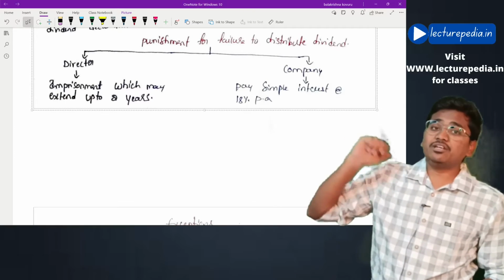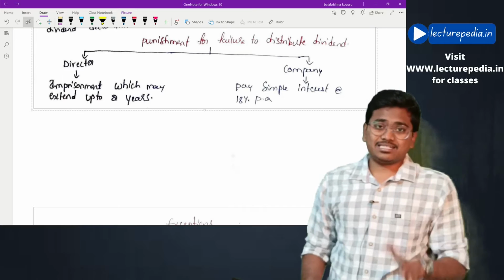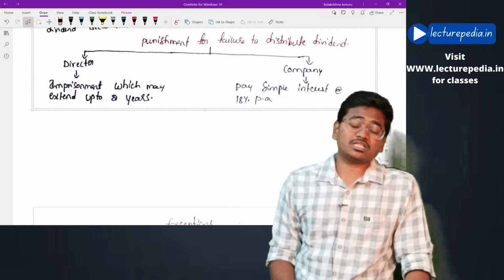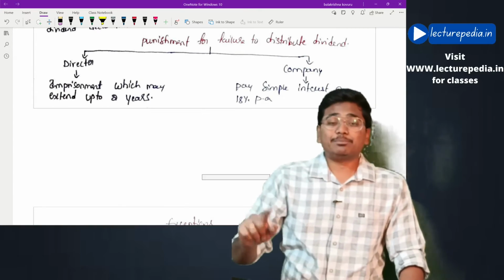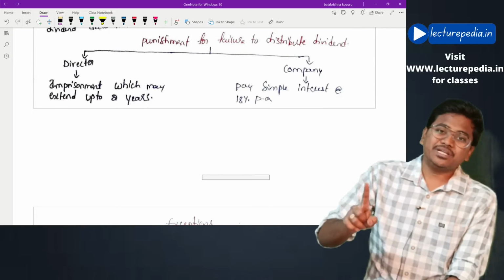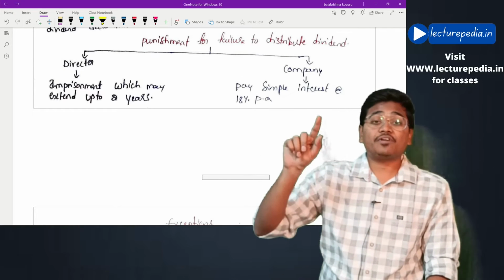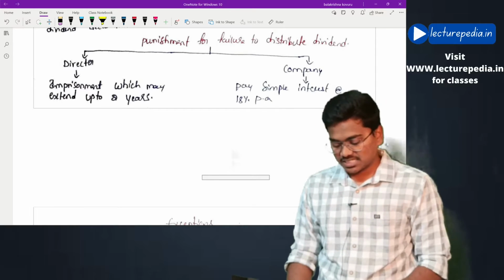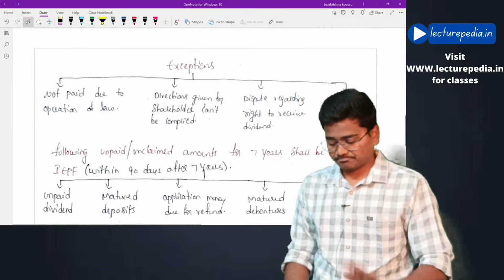So if the company fails to pay the declared dividend, then the punishment imposed on the directors is imprisonment up to 2 years. And the punishment on the company is that the company has to pay interest on that amount of dividend at the rate of 18% per annum. This is the punishment. But however, there are exceptions.